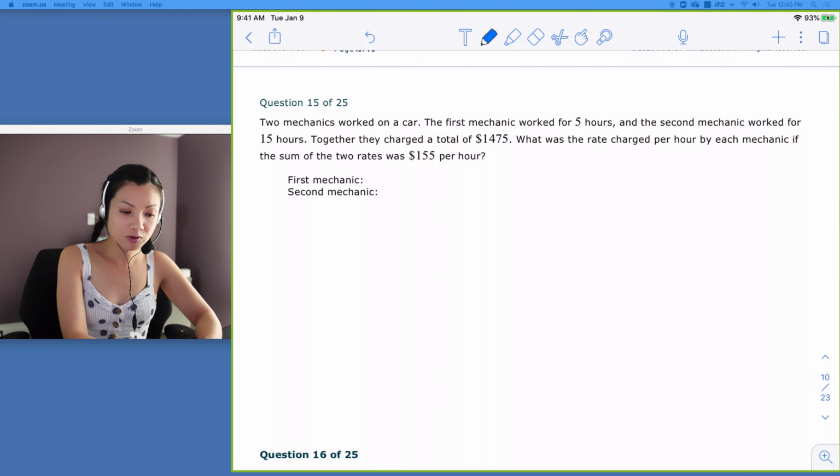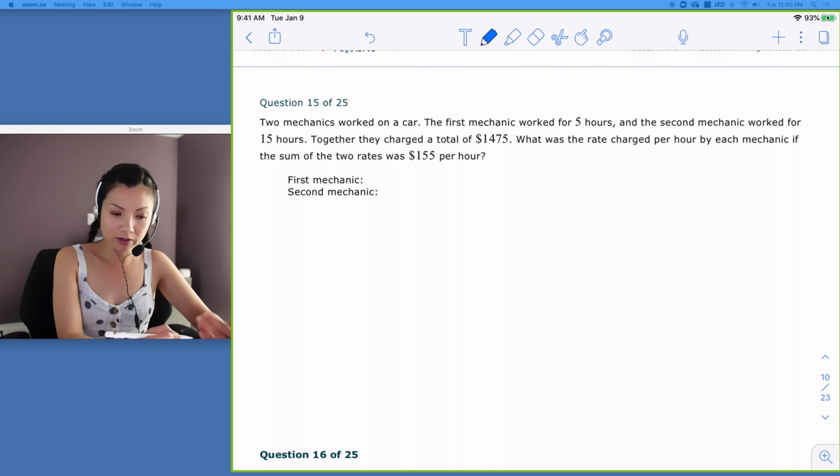So we have two mechanics working on a car. The first one worked for 5 hours, the second one worked for 15 hours. Together, they charged a total of $14.75. What was the rate charged per hour by each mechanic if the sum of the two rates is $155? So what you have right here is the sum of the two rates and the total charge.